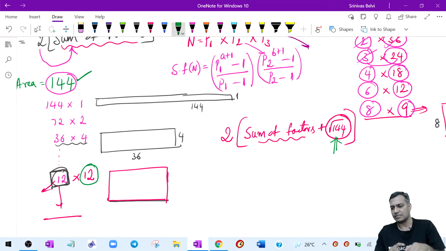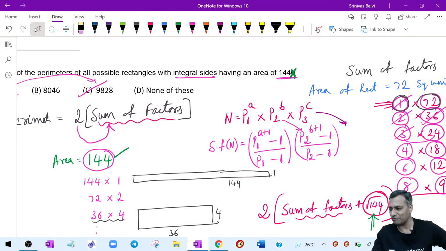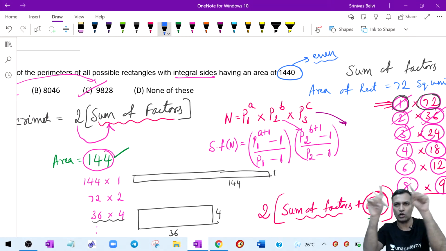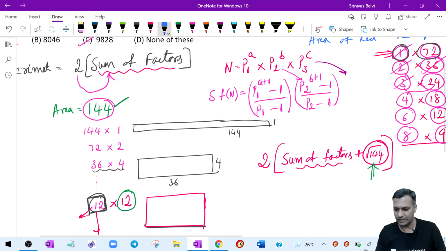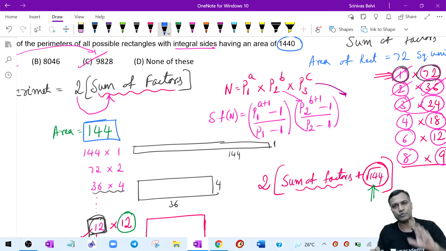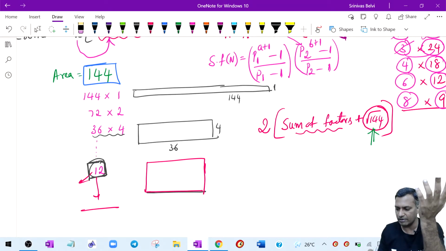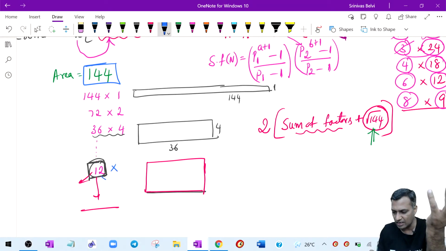Hey, there is a difference, isn't it? We were saying through the class that if the number is not a perfect square, it has an even number of factors. If the number has an even number of factors, you will always get a rectangle. But what if the number is a perfect square? If the number is a perfect square, it will have an odd number of factors. If it has an odd number of factors, one factor will not have a marriage. In the sense, it will not have a pairing.